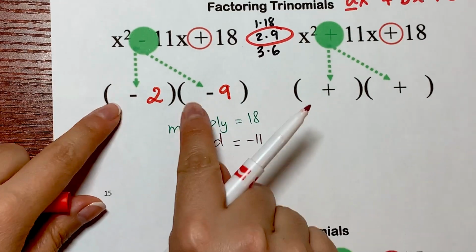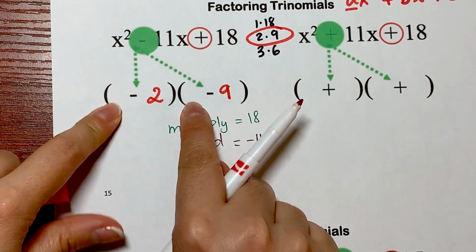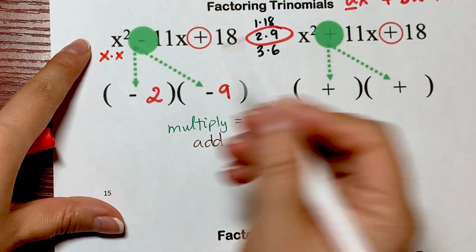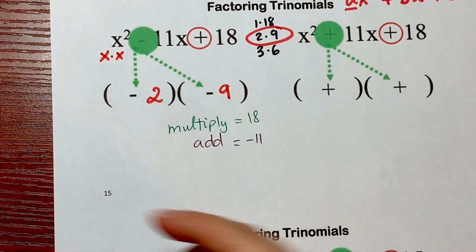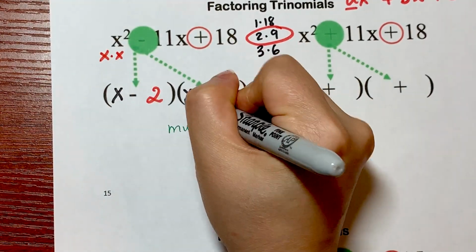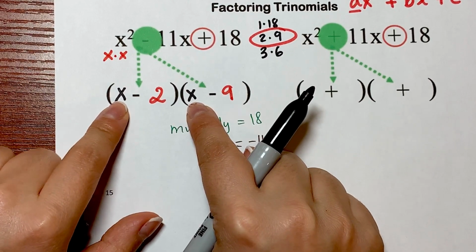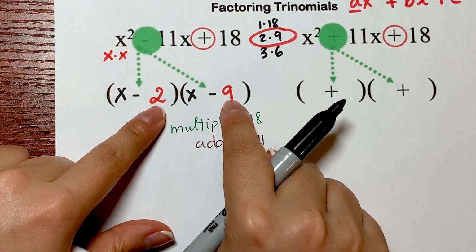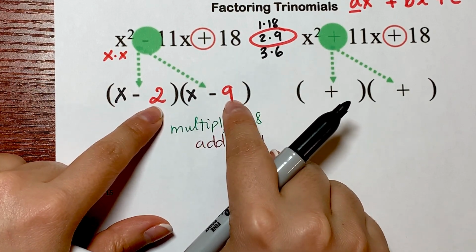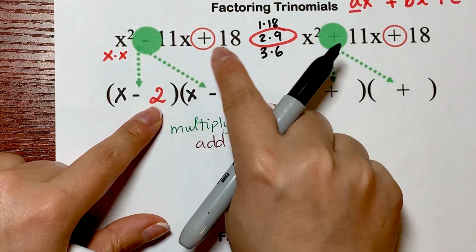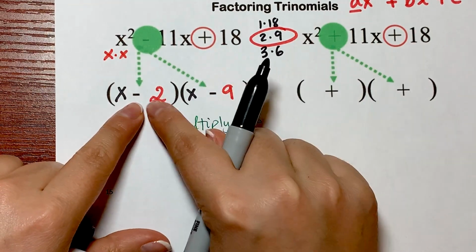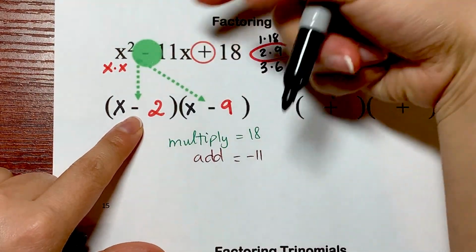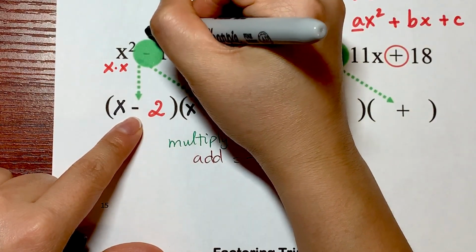You may wonder what goes right here, right? Of course, in order to make x squared, we need an x and an x. So x squared is the same as x times x. Therefore, we're going to put x right here, since the first term is going to be x times x, because x times x gives you x squared, right? Then the next two terms are negative 2 times negative 9, because negative 2 times negative 9 gives you positive 18, but negative 2 added to negative 9 will give you negative 11. So this is multiply, this is add.